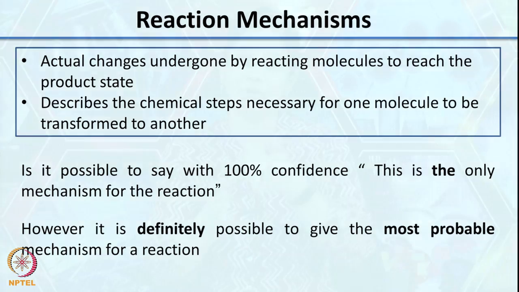Again, just like I told you for the earlier example of going from destination A to B, you can take one road to reach from A to B, but that might not be the only road. You might have different roads which take you from A to B. You can say with 100% confidence that this might be the fastest road to reach from A to B, but what you cannot say with 100% confidence is this is the only road. So, what we will be doing in this course is, we would figure out ways for you to propose a reasonable mechanism for a given organic reaction, and how you would check whether this mechanism works by designing experiments.